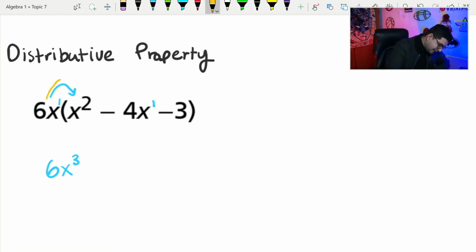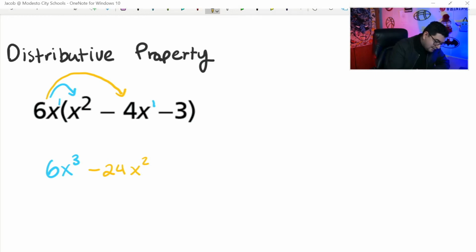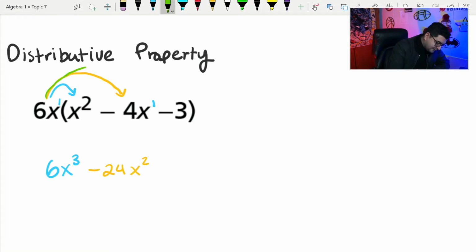So now let's go ahead and multiply 6x times this negative 4x. So 6 times negative 4, that is negative 24. X times x, they both have a 1, so 1 plus 1 would be 2. So I'd get negative 24x squared from that middle term. Now we just have to do this last term, 6x times this negative 3, okay? 6 times negative 3 would be negative 18. And because the negative 3 doesn't have an x, we just keep our x the same. So that would just be x. And that's how you use the distributive property to multiply this monomial times a trinomial.